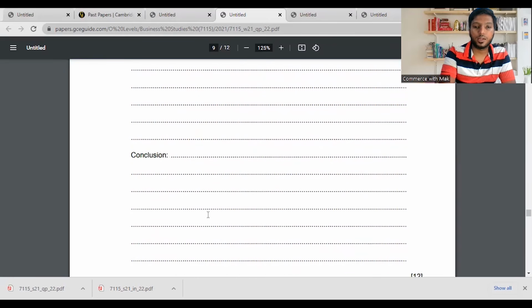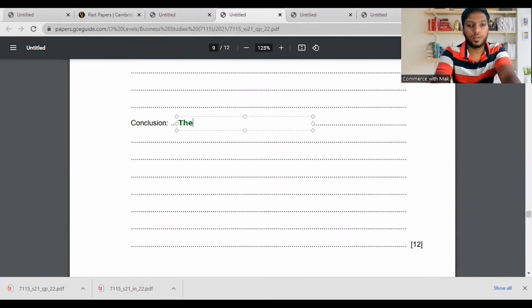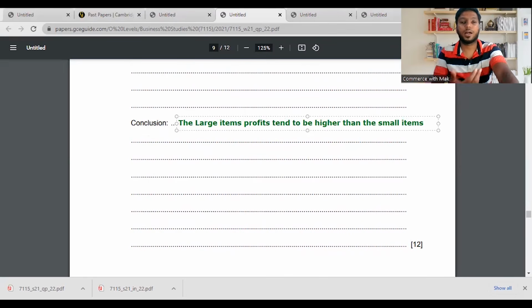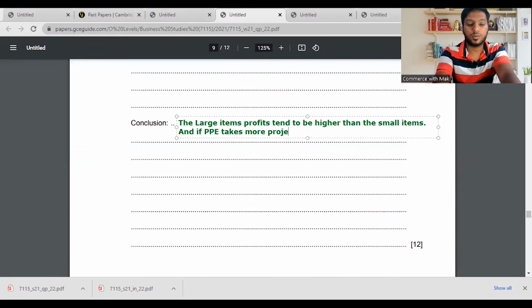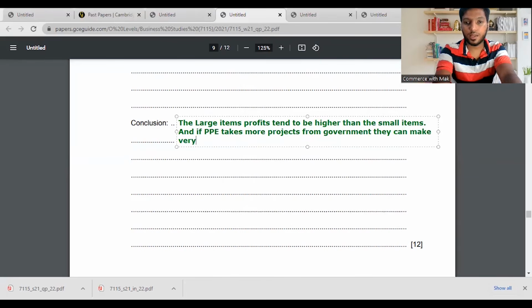So I'm going to erase this off. The conclusion is going to be: the large items, so you should compare, profits tend to be higher than the small items. Yeah, because large items profit was $1,500, but small items only 1,125. So 375 was higher when it comes to large items. But if PPE takes more projects from the government, they can make very high profits, right? So if they take a lot of projects from the government, they can make high profits.